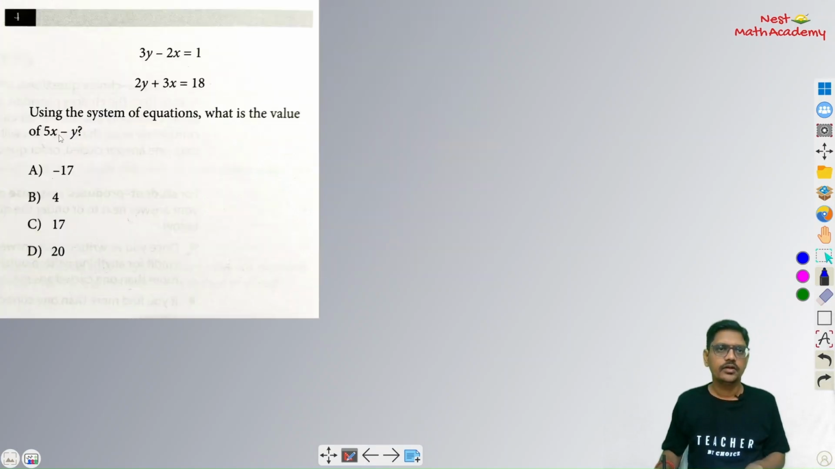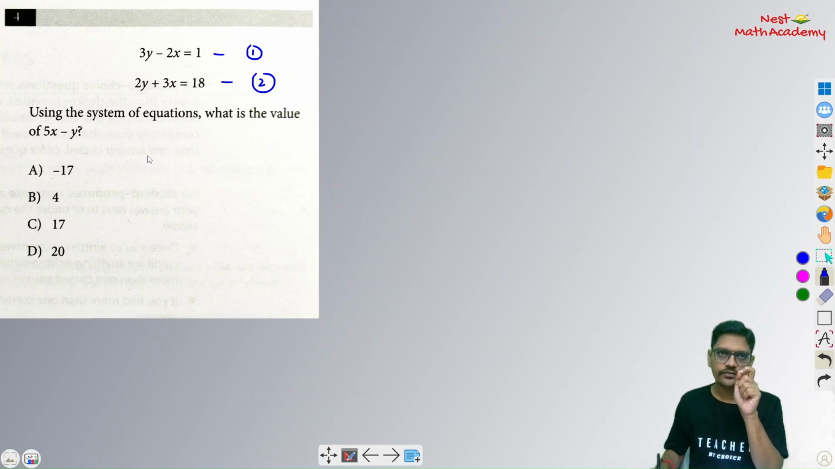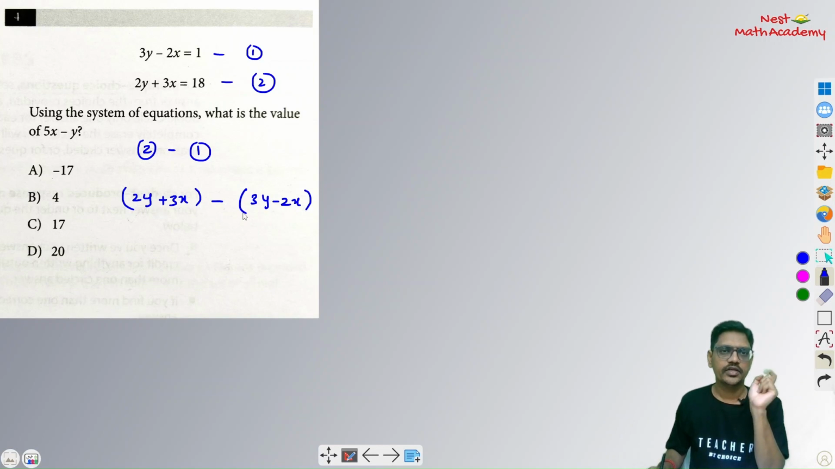Question number 4. Using the system of equations, what is the value of 5x minus y? Let's call this equation number 1 and let's call this equation number 2. A simple observation will tell you that if you subtract equation 1 from 2, meaning equation 2 minus equation 1, let's do this. So equation 2, the left hand side of that is 2y plus 3x. I copy it here, minus the left hand side of equation 1 is this. Make sure that you put parentheses around that. Okay, this is equation 2 minus 1 on the left hand side. On the right hand side, 18 minus 1.